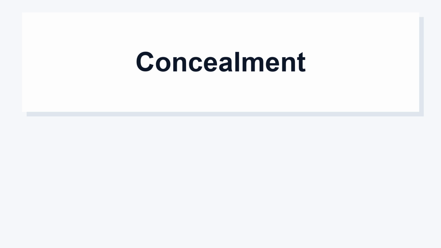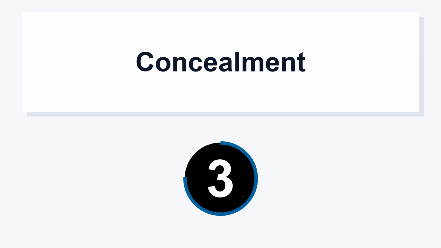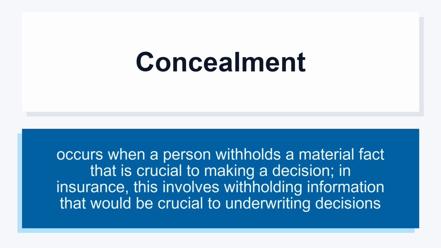Concealment. Occurs when a person withholds a material fact that is crucial to making a decision. In insurance, this involves withholding information that would be crucial to underwriting decisions.